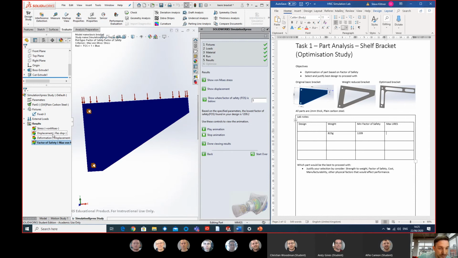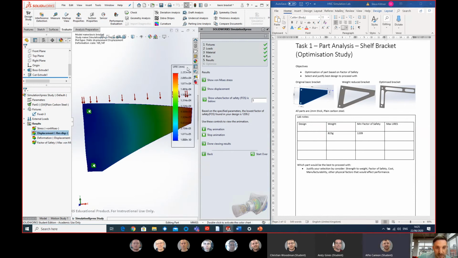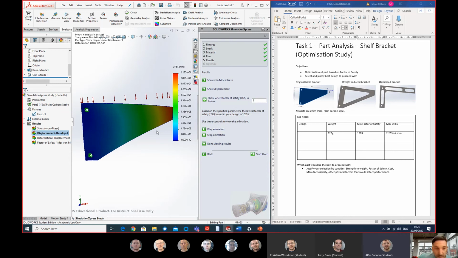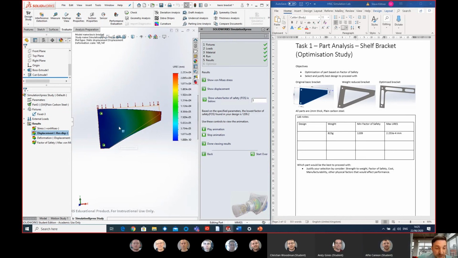And then the uniform displacement is the displacement. It's that URES value. Put in there 2.253 times 10 to the minus 4 millimeters. Okay, so quite easy to apply, and you can stress test pretty much anything you want. You just need to know what forces or pressures you want to put on it, and then what elements of it are fixed, and know what material it is. And that's all you need to know.